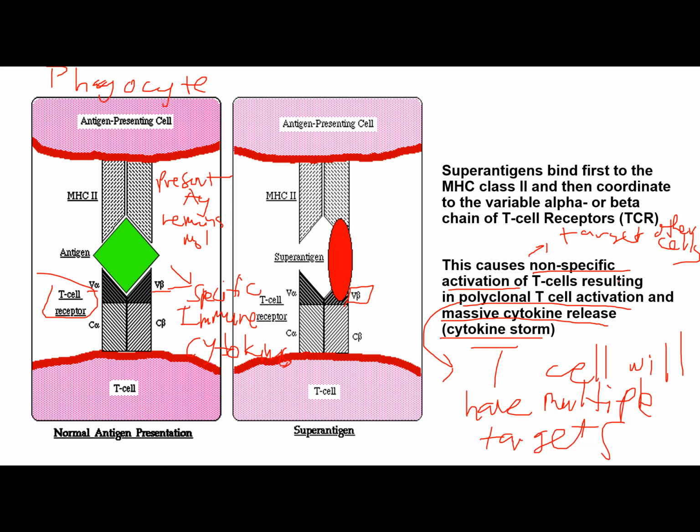They would cause this massive cytokine release. Instead of a specific immune response, it causes a non-specific activation of T cells and polyclonal T cell activation.